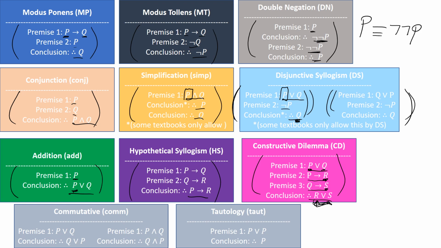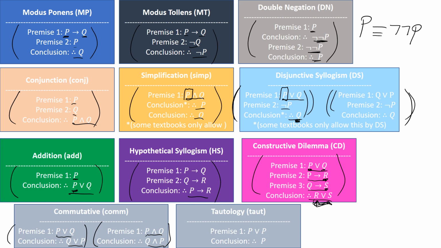We have the commutative rule. This is just an equivalency. P or Q is logically identical to Q or P. P and Q is logically identical to Q and P. The order doesn't matter. It is Saturday and it is hot outside means the same exact thing as saying it is hot outside and it is Saturday.